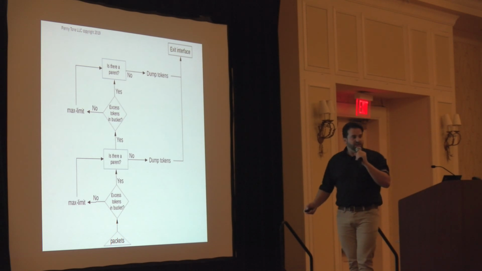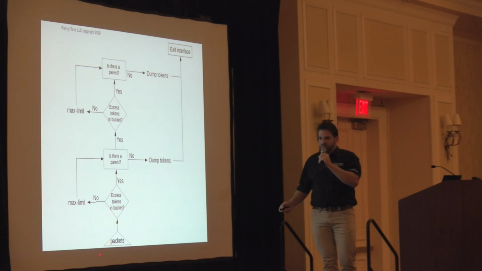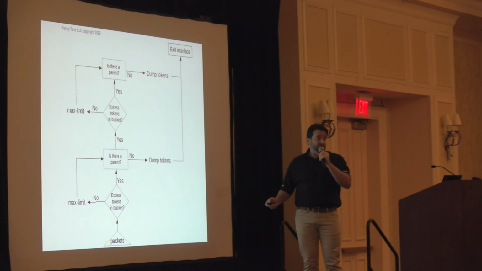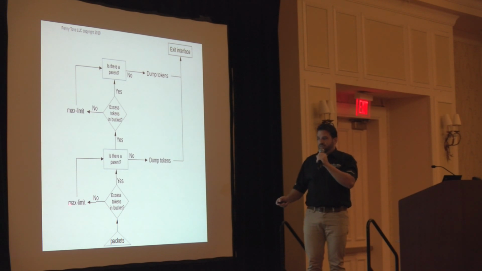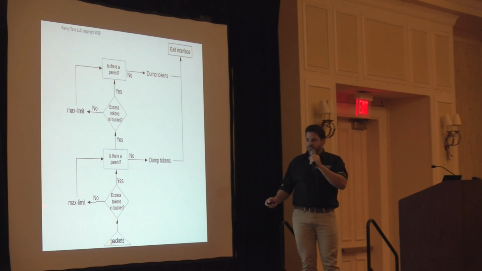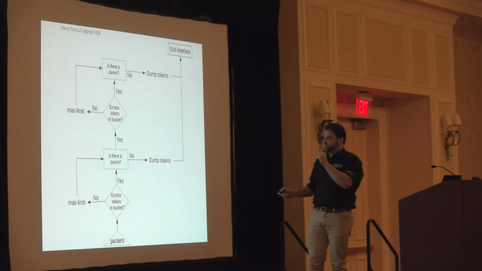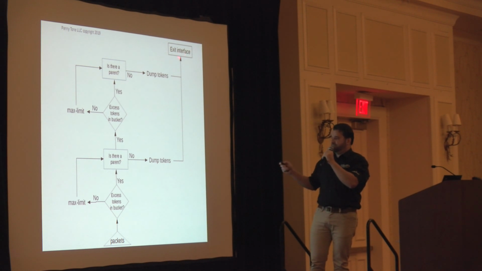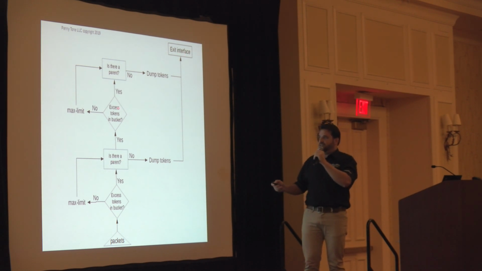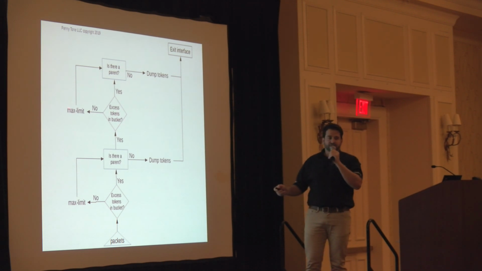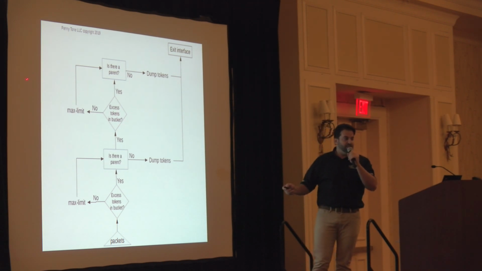So what we saw in the last one was we started to make a transfer. So packets enter here into the bucket. Are there excess tokens in the bucket? Can we burst? That's what that means. If no, then you're limited just to max limit. You haven't bursted. If yes, is there a parent? If there's a parent no, then dump tokens and you go out the exit interface. But if there is a parent, are there excess tokens in the parent's bucket?